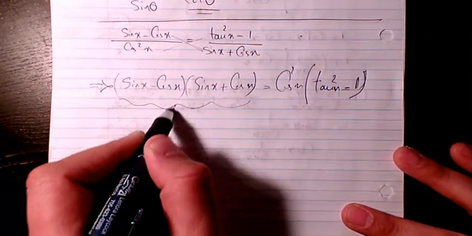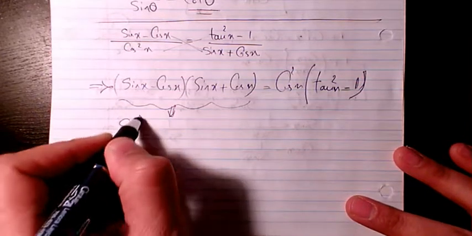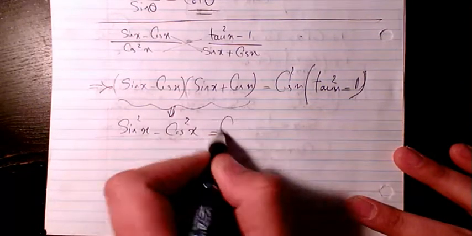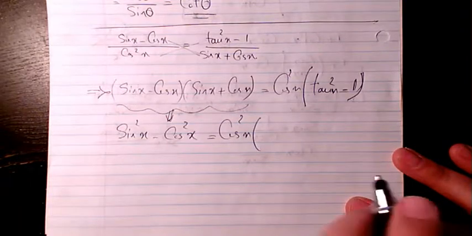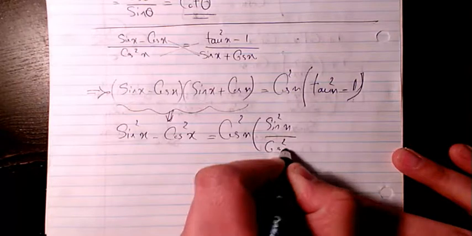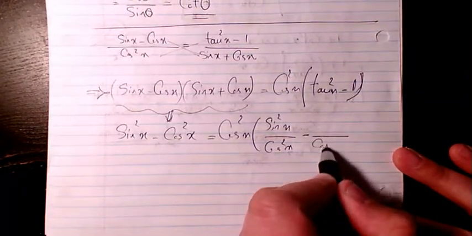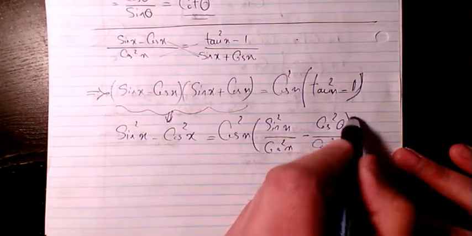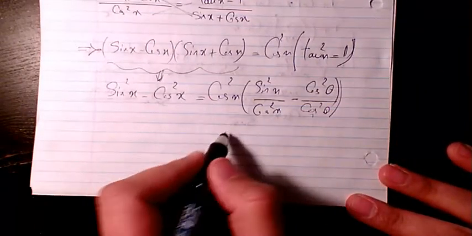And here, these two, from difference of squares, we know that we can write sine squared x minus cosine squared x. Here I will expand this tangent, so we have sine squared x divided by cosine squared x. And here this one, I'm going to make it in such a way that we have basically a common denominator with the other one.